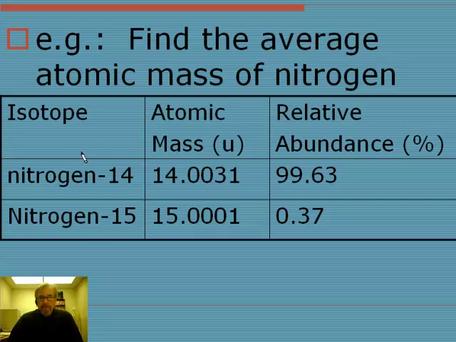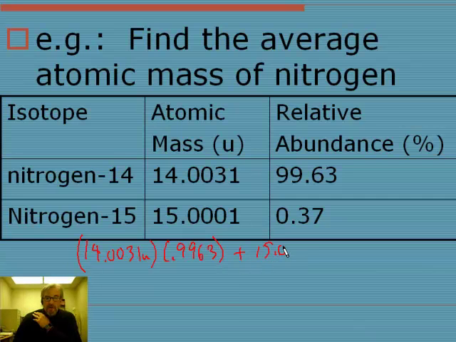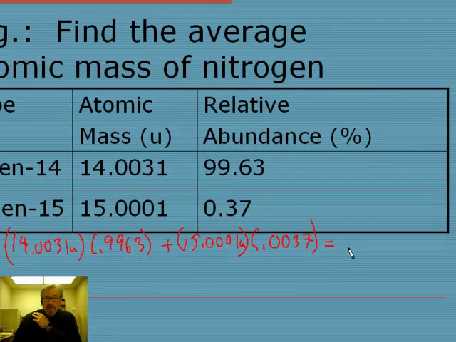Okay, here's our answer. Nitrogen-14, atomic mass is 14.0031 U's, and I'm going to multiply that by the relative abundance, which is 0.9963. Then I'm going to add to that 15.0001, because that's the atomic mass in U's of nitrogen-15, but its abundance is only 0.37%, so that's 0.0037 in decimals. When I put this all together, I get 14.01.